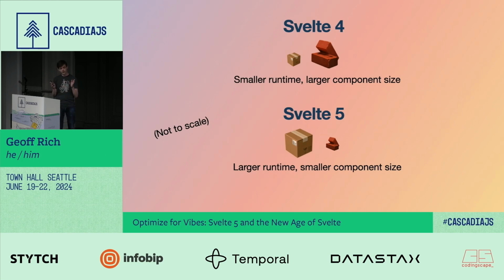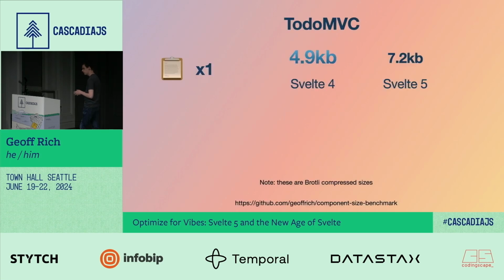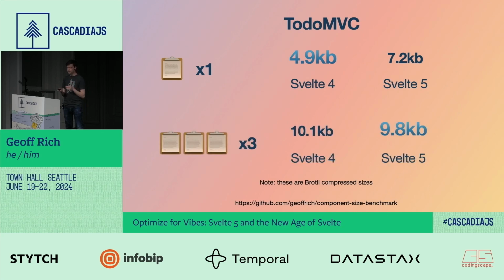But now, with Svelte 5, reactivity is now in the runtime, which means a slightly larger runtime, but smaller components. So a Hello World app will be slightly larger, but as you build bigger apps, you'll start to see the savings. Let's look at an example. An implementation of To-Do MVC, the famous To-Do app project used to demo different frameworks, is 7.2 kilobytes in Svelte 5 and 4.9 in Svelte 4. So Svelte 4 is obviously smaller. But let's say you have an app that's just 3 times the size of To-Do MVC.